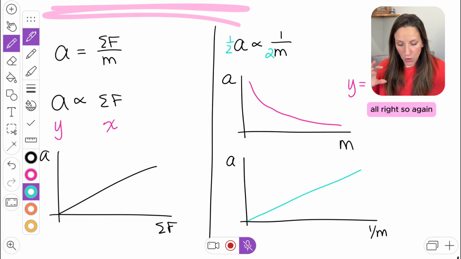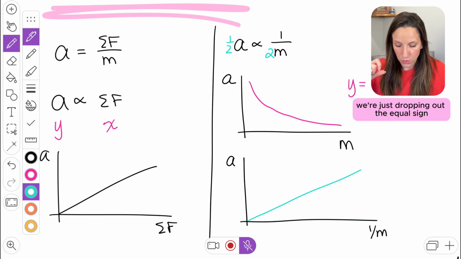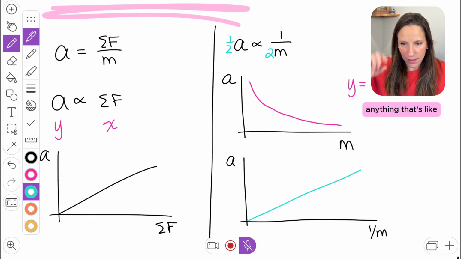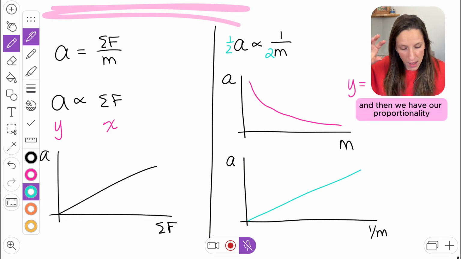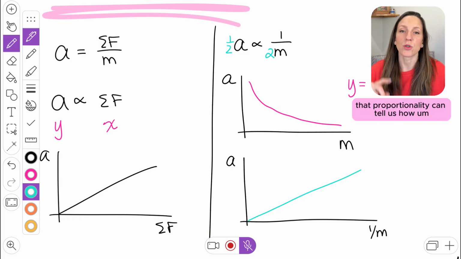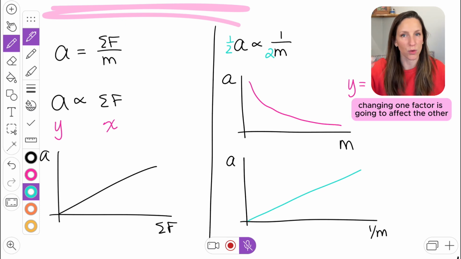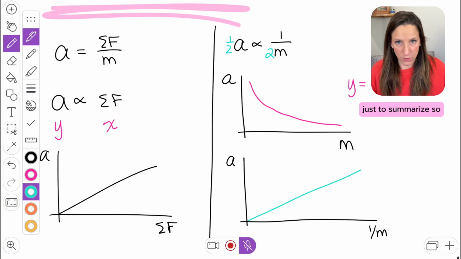All right, so again, we're turning the equation into the proportionality. We're just dropping out the equal sign, replacing it with a proportionality symbol. Anything that's not involved or is a constant, we're replacing it with 1, and then we have our proportionality. That proportionality can tell us how changing one factor is going to affect the other, and it gives us a way to get a correct graph shape, just to summarize.